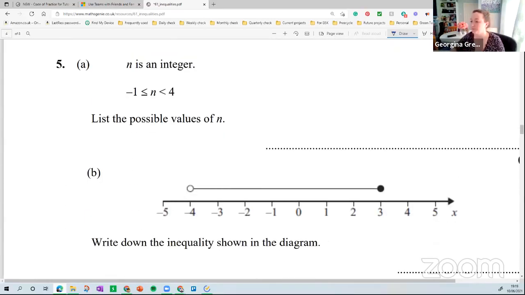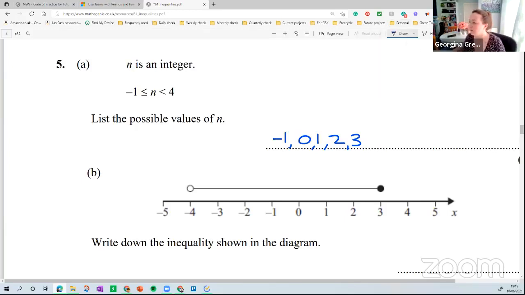n is an integer. List all the possible values of n. So it starts at -1 and it includes -1. So we write -1 and then keep going all the way through 0, getting bigger, and then we don't include 4 because it doesn't have that or including symbol.